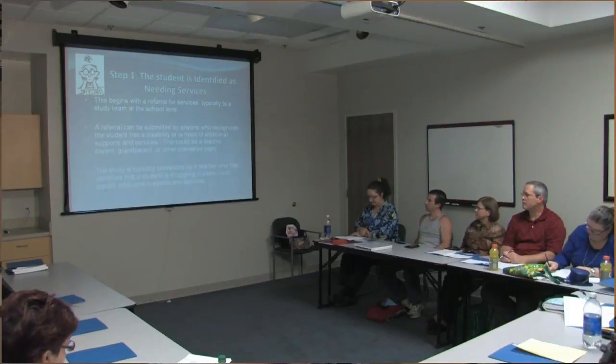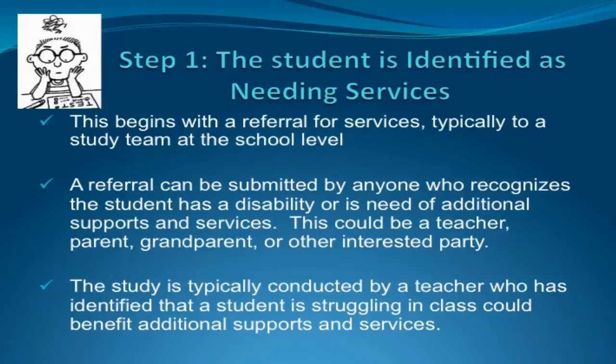Let's talk about the first step of developing an IEP. The first step is that the student is identified as needing services. Now, this begins with a referral for services, typically to a study team at the school level. Now, that could mean a teacher has noticed some things in the classroom and has made a referral to the counselor or to the ESC teacher. It could be a parent coming to the school saying, I would really like for you to take a look at some of our concerns, some of my child's needs. It could be the PE teacher, it could be the school counselor, it could be a staff member in the school system.